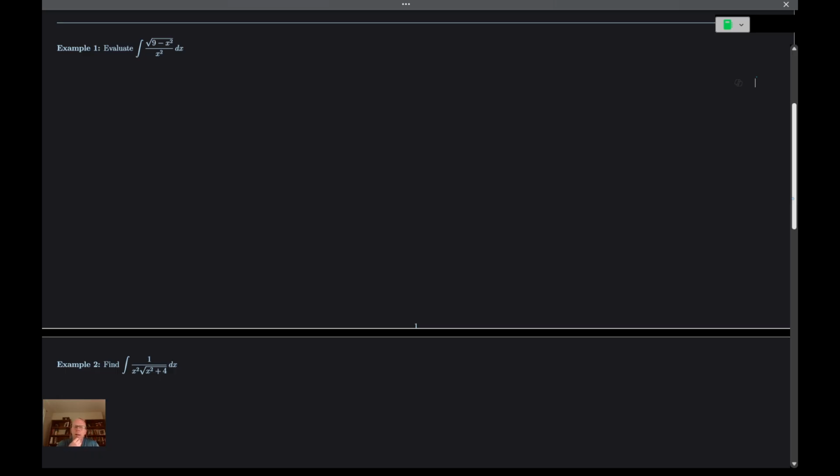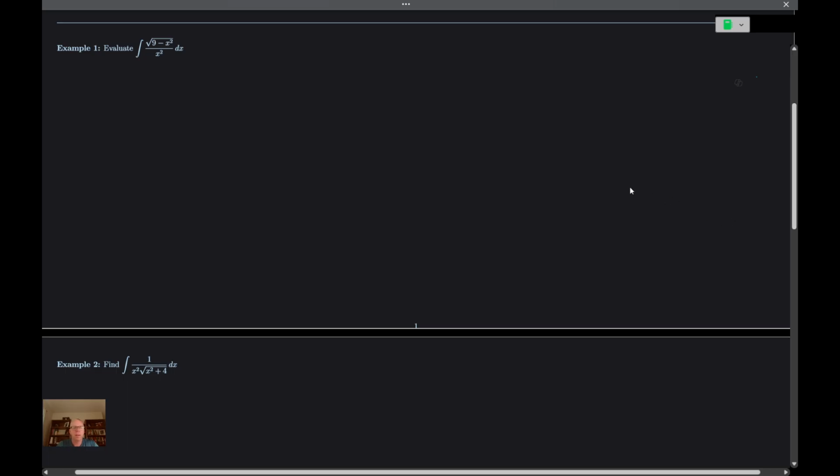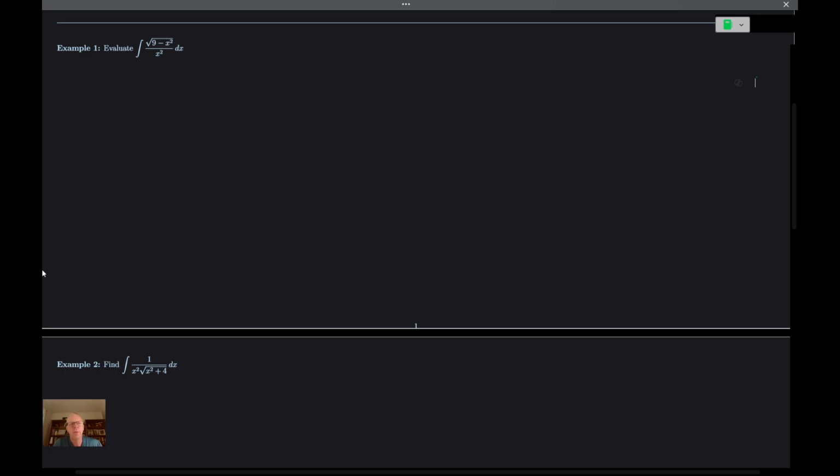Sometimes that may work in ones like this, but the problem here is if you try substitution, you might try u equals 9 minus x squared. You would get du is negative 2x dx. The problem, though, is that first of all, we have an x squared, not an x. And then also the x squared is in the denominator, while the dx, of course, is in the numerator. So that doesn't work. So we're going to use a method called trigonometric substitution.